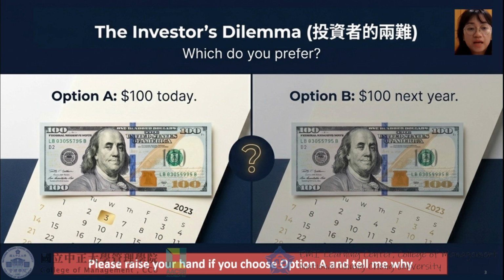Now, let me start with a very simple question for you, assuming that you have two options. Option A, you receive $100 today. Option B, you receive $100 next year. Now, the question is, which do you prefer? Please raise your hand if you prefer $100 today and tell me why.